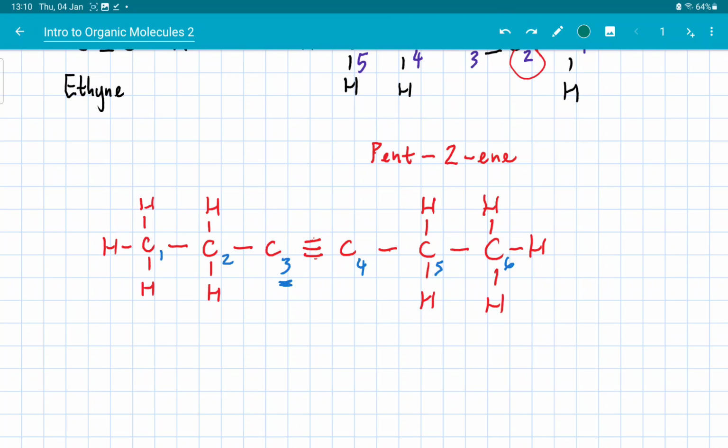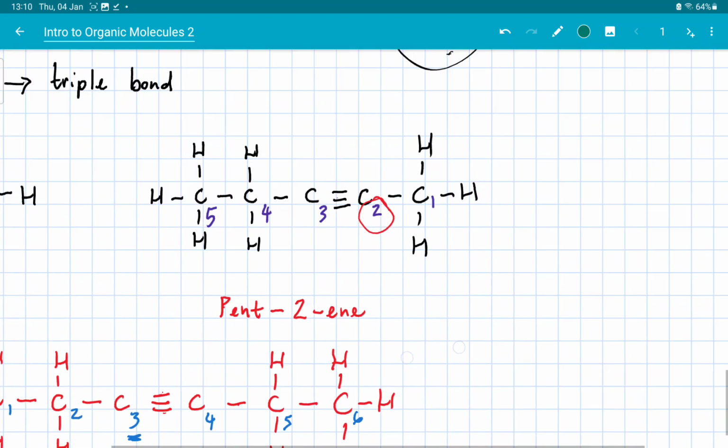So I check the total number of carbons present in the chain. These are 6, so hex. The double bond is at carbon 3, so hex-3-ene.